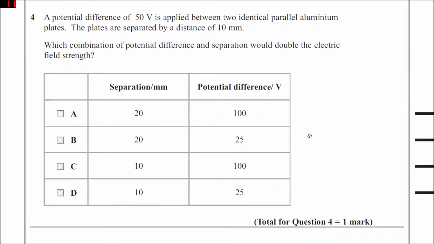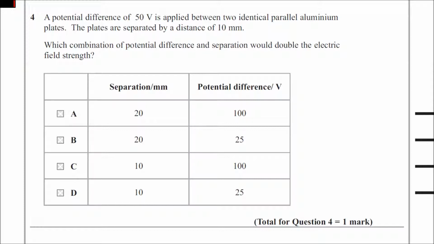Okay, question 4. A potential difference of 50 volts is applied between two identical parallel aluminium plates. Basically a capacitor, I guess. Well, kind of. It's two parallel plates, isn't it? The plates are separated by a distance of 10 mm. How could we double the electric field strength? Okay, so have a think about the equation that relates electric field strength, potential difference, and separation. So hopefully you got it. It's electric field strength equals V divided by d, voltage divided by distance.